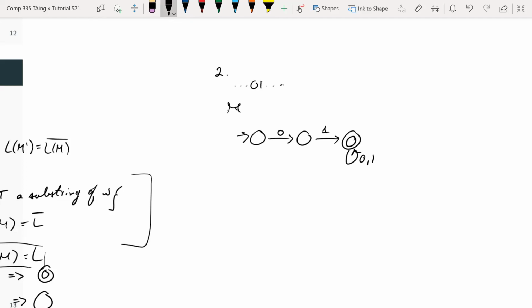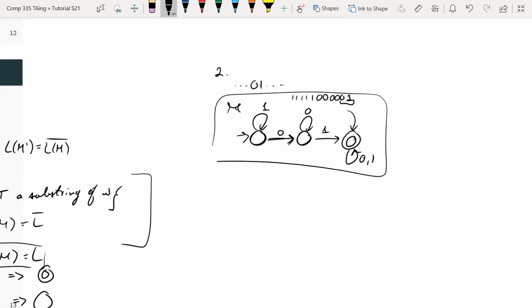If I'm in the initial state and I read a 1, that doesn't help me in finding 01, so I stay at the same place. But if I read a 0, so let's say I have 1, 1, 1, 1, 1, 0, then I'm here. And if I read another 0, it's not productive to go back. I can just wait here to find a 1, and as soon as I find a 1, I can go to my final state and accept. So this would be the machine M, where L of M is equal to L.